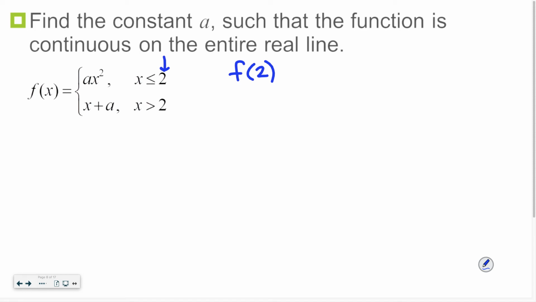Okay? And if I'm going to plug 2 into my function to get an output, which piece would I pick? Piece 1 or piece 2? 1, because it includes 2. Okay? So f of 2 is a times 2 squared, so we're talking about 4a.